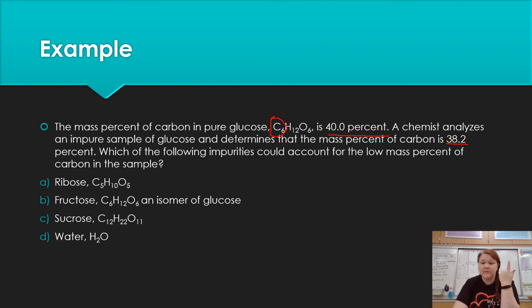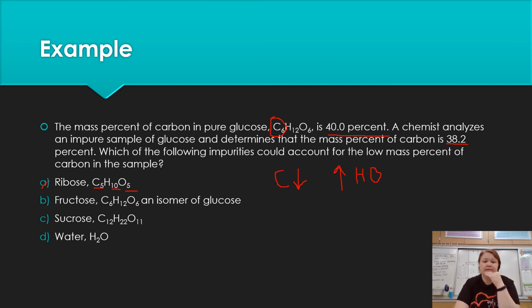So this is kind of going back to our thinking there. If our percentage is lower than it should be, then we need more of the other chemicals. So carbon is lower, so we need more hydrogen and more oxygen. Okay, so let's take a look. We've got ribose, okay? This has less carbon, less hydrogen, and less oxygen than our glucose. So that doesn't really help us. It's not getting that exchange of one for the other. So that doesn't really work.